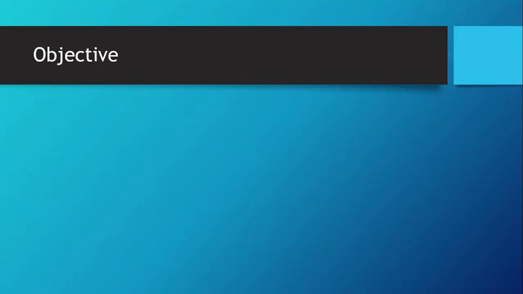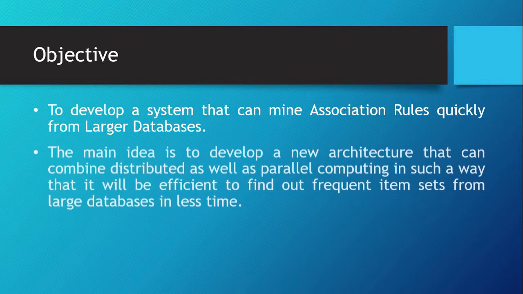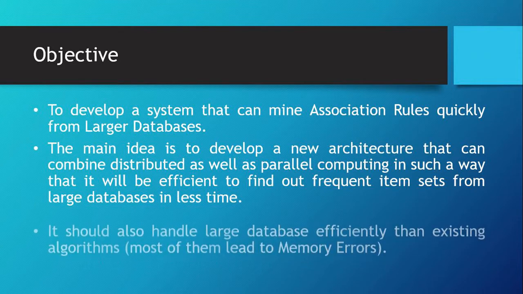Next, the core objectives to be attained in our project. The two important aspects under consideration are time and large datasets. Thus, we have to develop a system that can mine association rules quickly from larger databases. The main idea is to develop an architecture that can combine distributed as well as parallel computing in such a way that it will be efficient to find frequent item sets from a large database in less time.